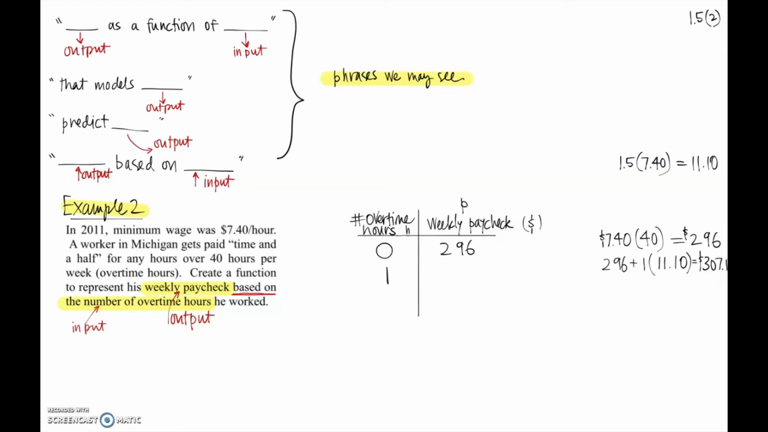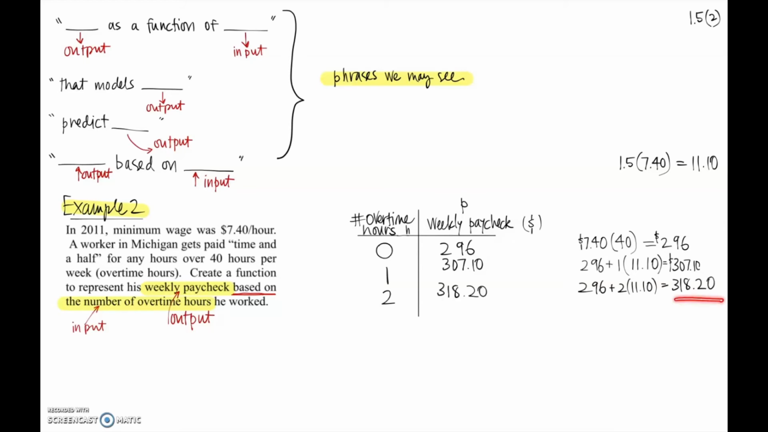307.10. And from this we could kind of start to see how a pattern might emerge, but let's go ahead and get one more data point. So if the worker works 2 overtime hours, we could expect again his regular 40-hour salary plus 2 times the time and a half. And that would be $318.20. So for 2 hours of overtime, he's going to make a weekly salary of $318.20.